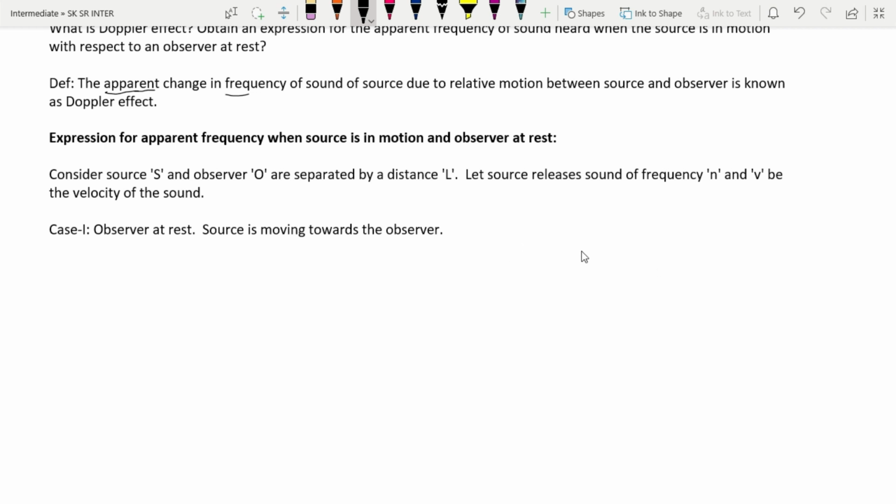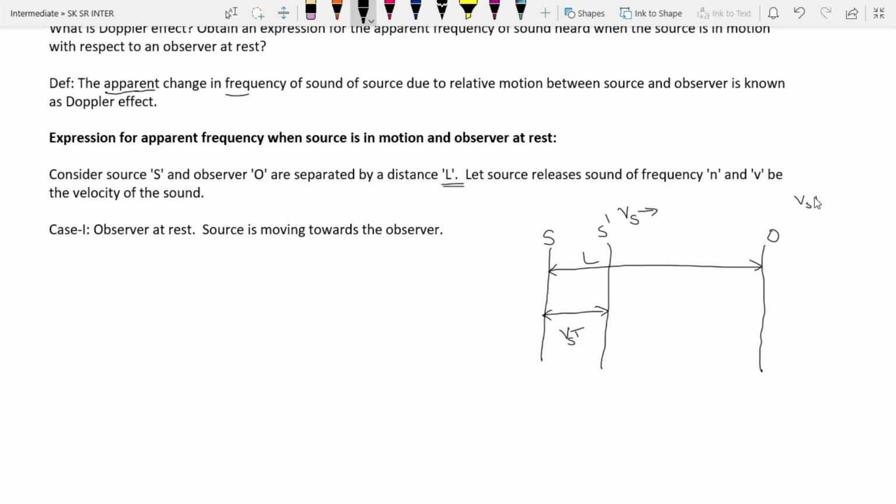Let us suppose this is source, this is observer or listener. The distance between source and observer is L. Source is moving towards the observer. So suppose source moved or displaced a certain distance, that is this S dash location, with velocity Vs in this direction. So the displacement of the source can be expressed in terms of velocity of source into time.